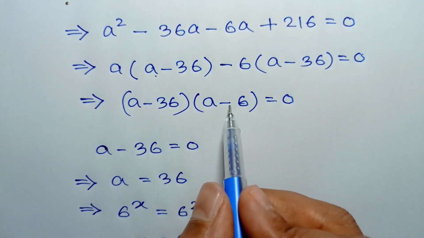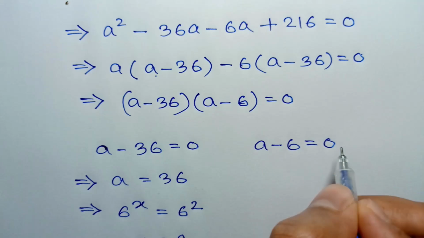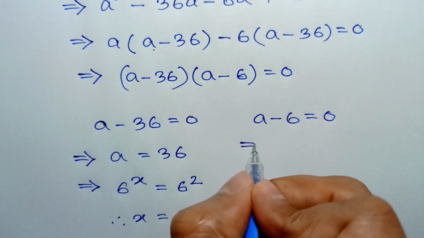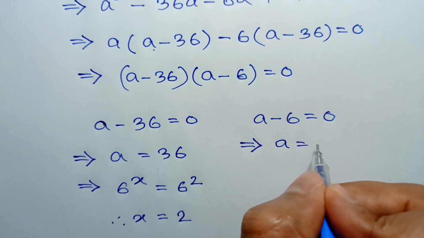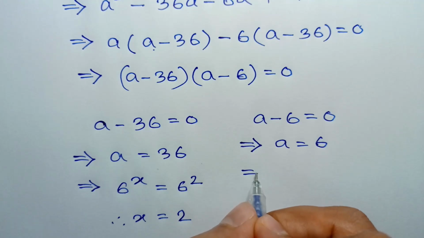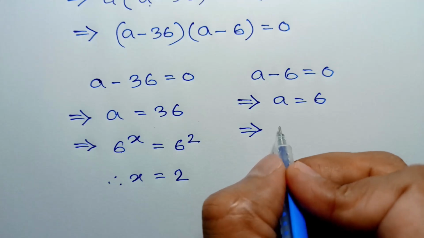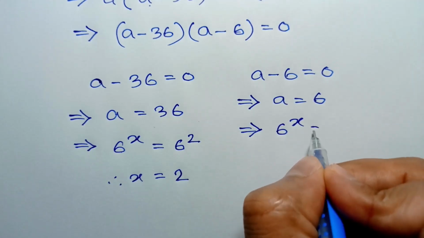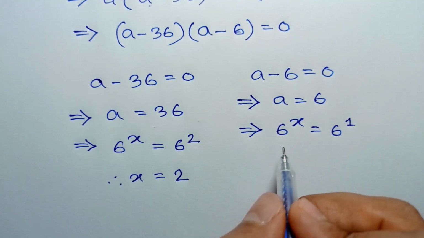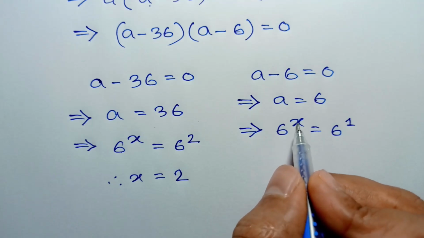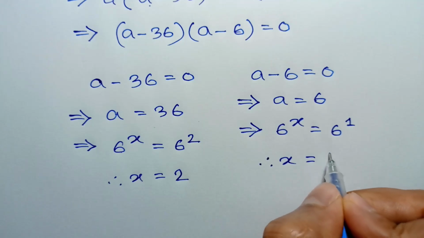Again, a minus 6 is equal to 0. Taking 6 to the right side we can write a is equal to 6. Substituting a is equal to 6 to the power x, we can write 6 to the power x is equal to 6, which can be written as 6 to the power 1. Here the bases are the same, so the powers will be equal. So the value of x is equal to 1.